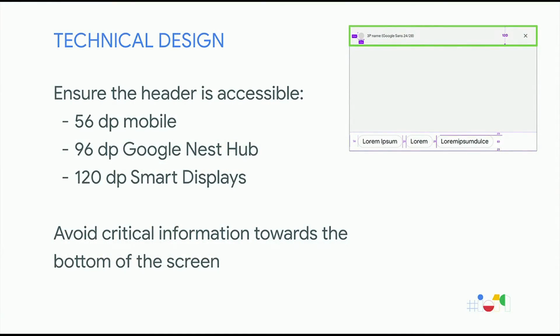There are some technical considerations. As I mentioned, we add a header, and on mobile devices, it's 56 dp high. On Google Nest Hub, it's 96 dp, and on other smart displays, it's 120 dp high. So don't put any content or interactive elements behind that area on the screen. Also, on mobile devices, when the user provides voice input, there's like a transient transcript that the assistant provides of what the user is saying. So don't put any critical information towards the bottom of the screen.